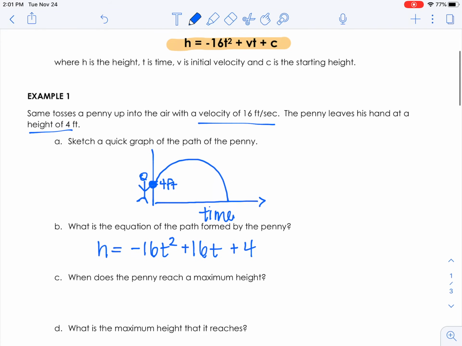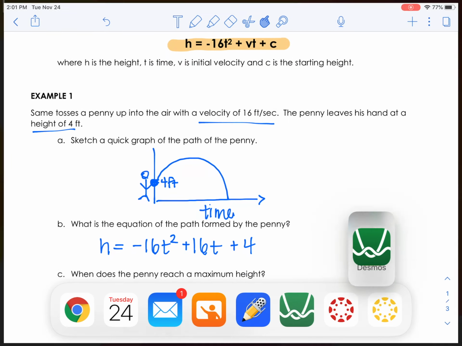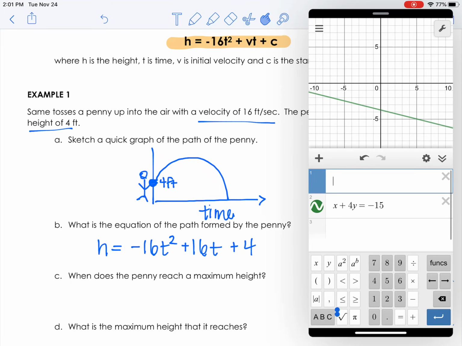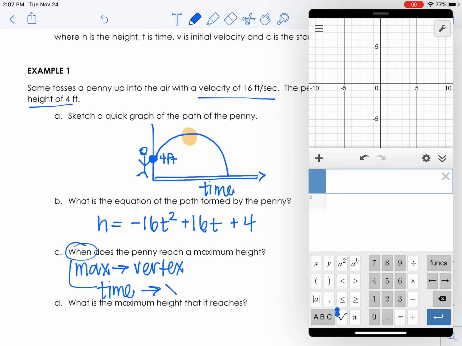Okay? When does the penny reach a maximum height? Now, when we're doing these application problems, we're actually going to start using Desmos to look at our graph. Imagine the maximum height would be this highest point. That highest point would be the maximum, which is the vertex. When does the penny reach a maximum height? Well, that when question will be the t value, so that will be the time. So you're looking for the x coordinate of our vertex.